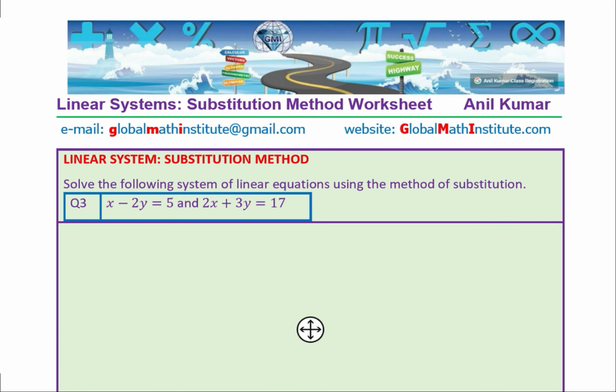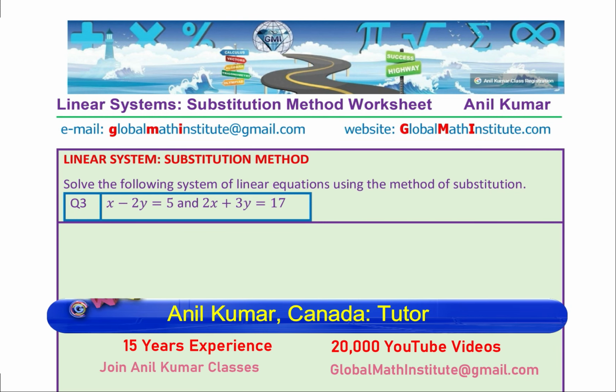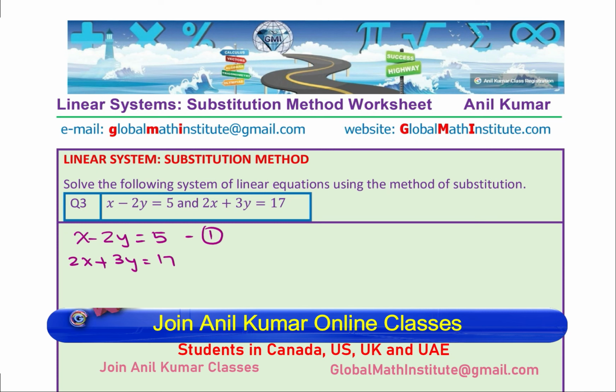Now let us look into the third example. In the third example, we are given x minus 2y equals to 5. That is our equation number 1. And then we are given 2x plus 3y equals to 17. That is equation number 2.